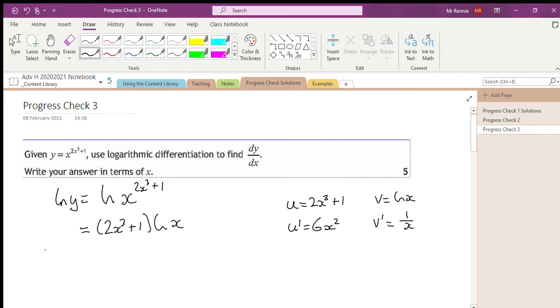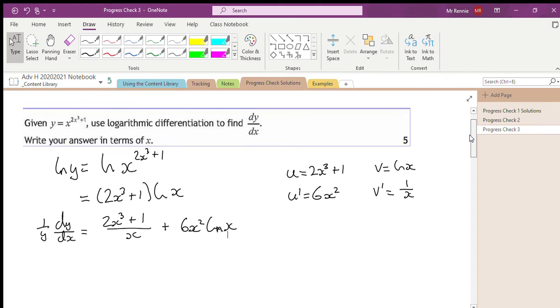If I differentiate the left hand side, I get 1 over y, but because I'm differentiating with respect to x, and y is a function of x, I get dy by dx next. Okay, so I'm going to do the product rule on the right hand side now. That's going to be u times 1 over x, so everything in u is divided by x: 2x cubed plus 1 over x, plus v times u dash, that's 6x squared multiplied by the log of x. There's nothing there I can really tidy at this minute.